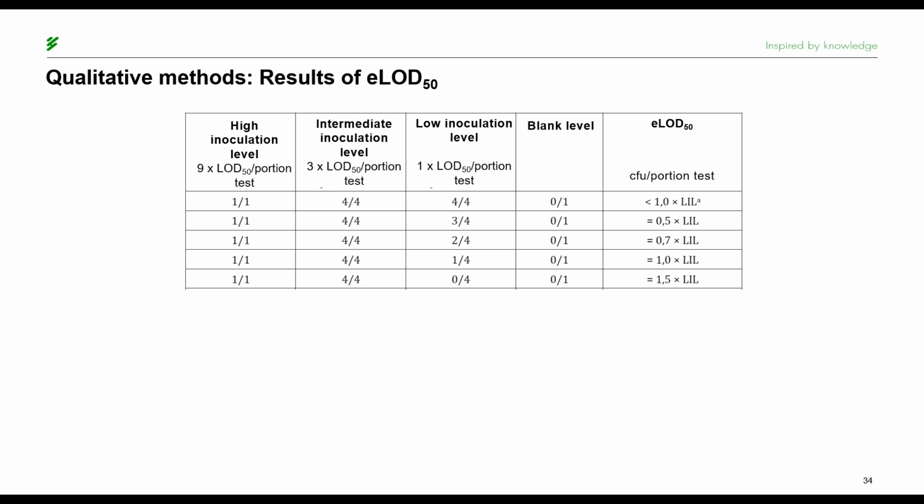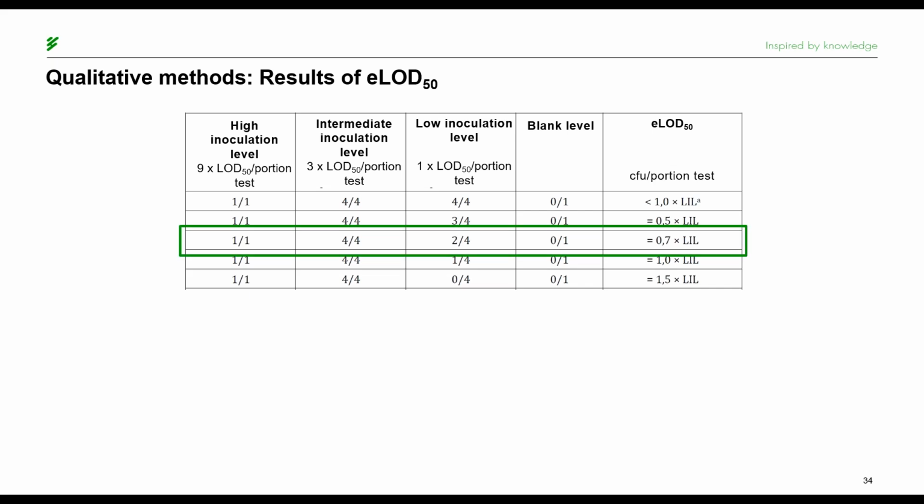As an example, for protocol 1, we see that we have obtained 1 positive for the high level, 4 positives for the intermediate level, and only 2 positives for the low level from the 4 replicates, and none for the blind.